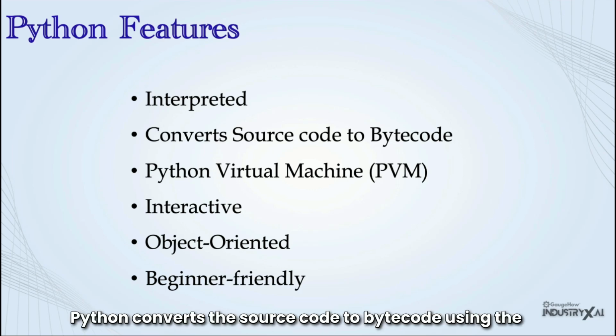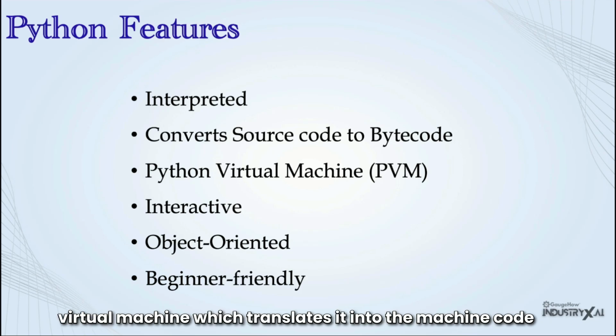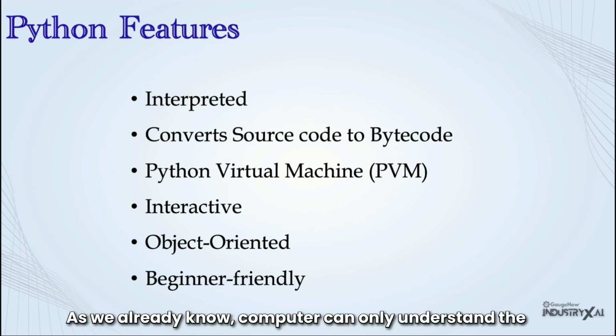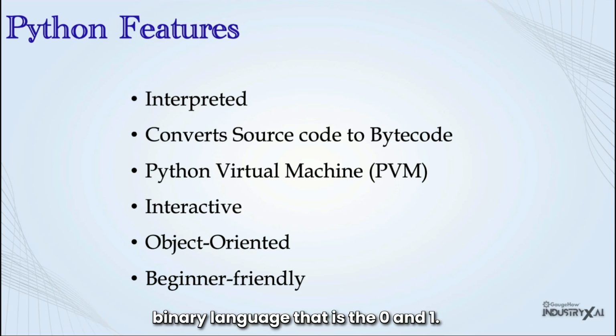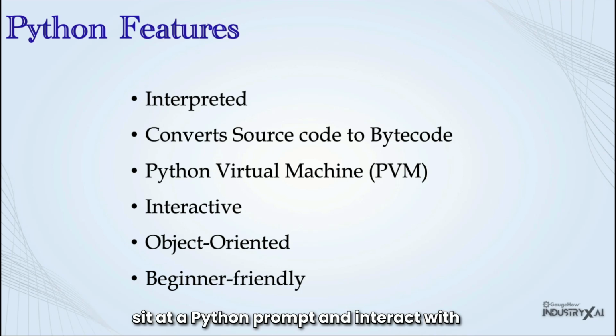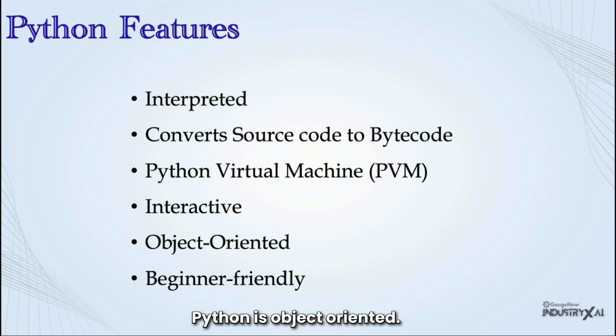Python converts the source code to bytecode using the interpreter and then executes the bytecode using the Python virtual machine, which translates it into the machine code instructions for the processors to execute. As we already know, a computer can only understand the binary language, that is 0 and 1. So to get it converted into the machine code, the Python virtual machine is provided. Python language is interactive, as you can actually sit at a Python prompt and interact with the interpreter directly to write your programs.